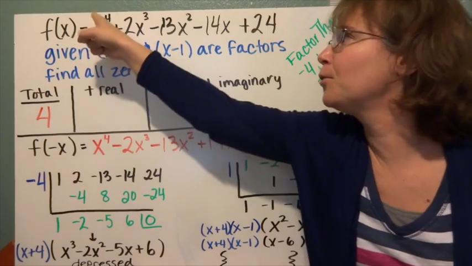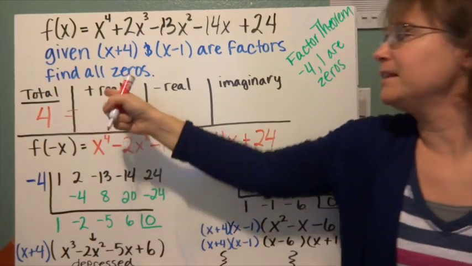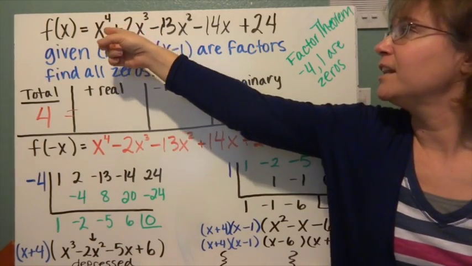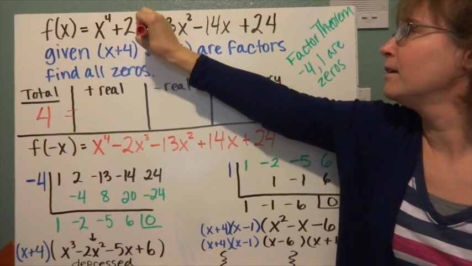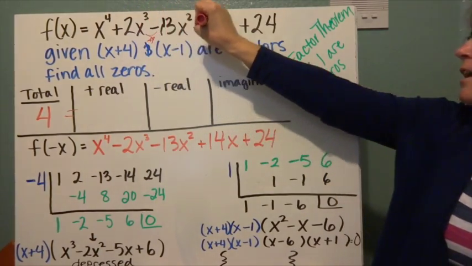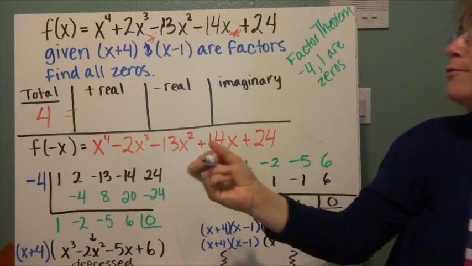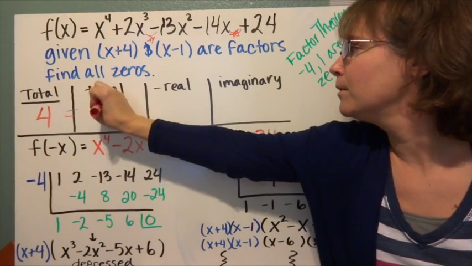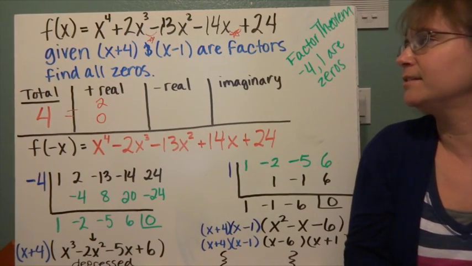So now we want to find the rest of the zeros. So we know we have to have a total of 4 because that exponent is 4 right there. And let's look at our positive real roots. So we're going to look for sign changes again here. So that's positive, positive, oops, sign change right here. That's negative, negative, negative, and another sign change. So we have 2 total sign changes. So our positive real roots could be 2 or it could be 0. So I'm subtracting 2 to get to that 0.